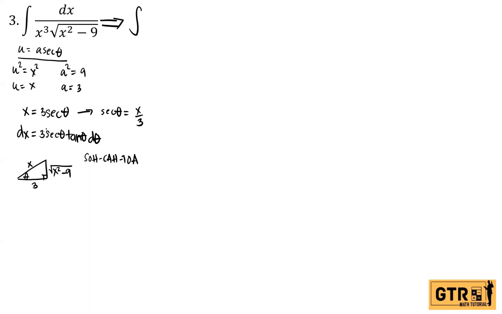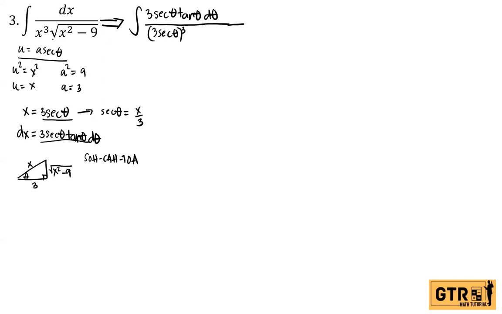What is the value of dx? The value of dx is 3 secant theta tangent theta d theta. And then we have x cubed. The value of x is 3 secant theta, so we just cube it. So we have (3 secant theta) cubed.